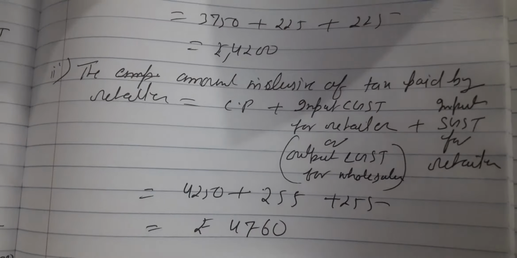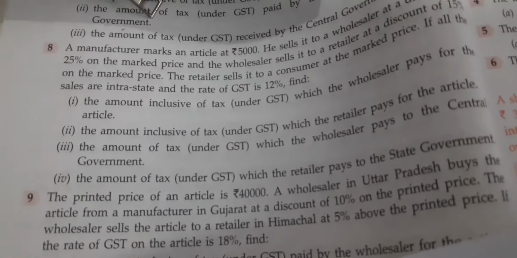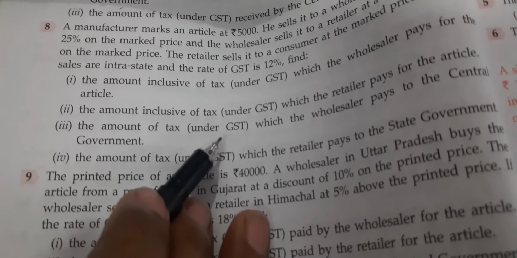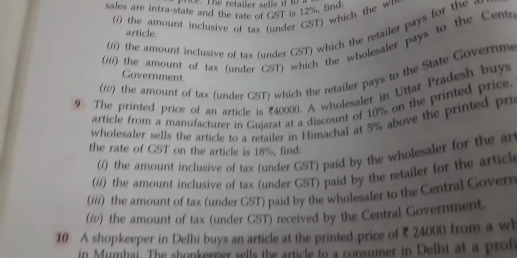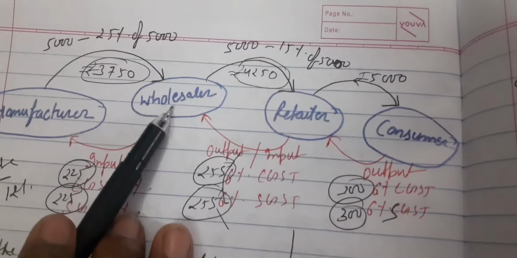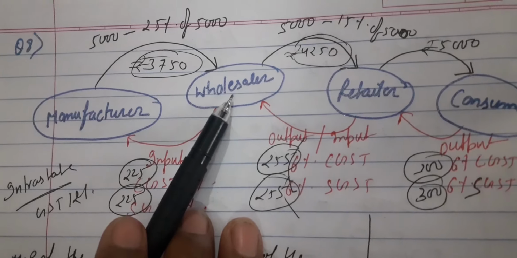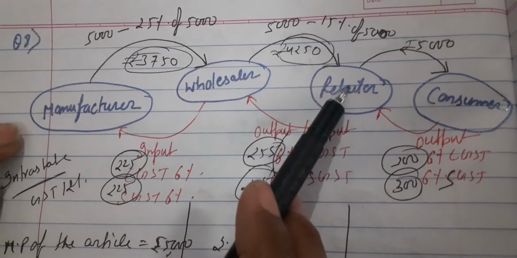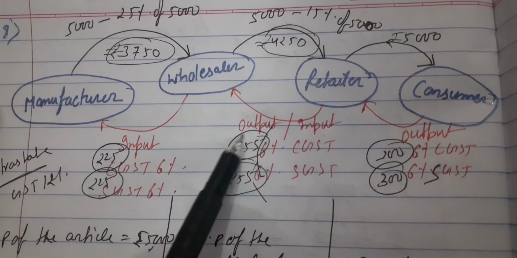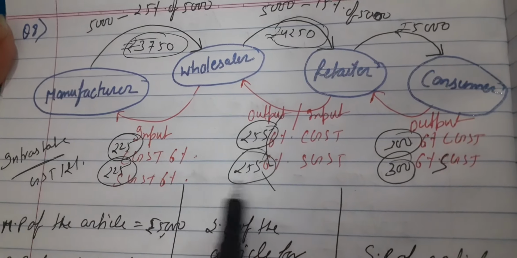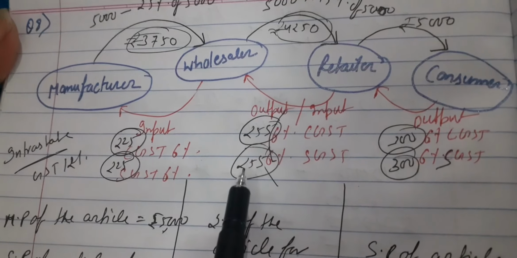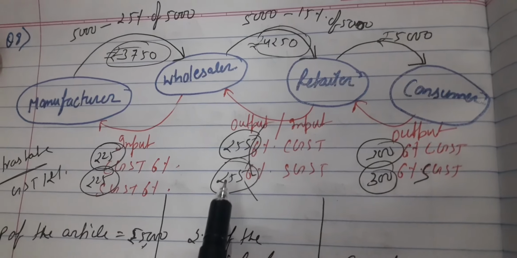Now see the third question. It says the amount of tax under GST which the wholesaler pays to the central government. First of all, try to understand with the help of the wholesaler diagram. The net GST paid by the wholesaler is only from his own pocket. Whatever he has collected, this plus this he has collected as CGST and this as SGST.